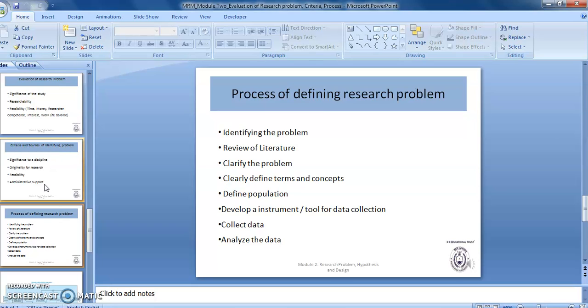Third is to clarify the problem. The problem must be clear. It cannot have ambiguities. It must not be confusing or confounding. It should not be that the researcher himself or herself is unable to clearly define the problem to anyone else who is listening. Next is to clearly define terms and concepts. Whatever additional words you are using, you must be able to define them. Then you define the population.